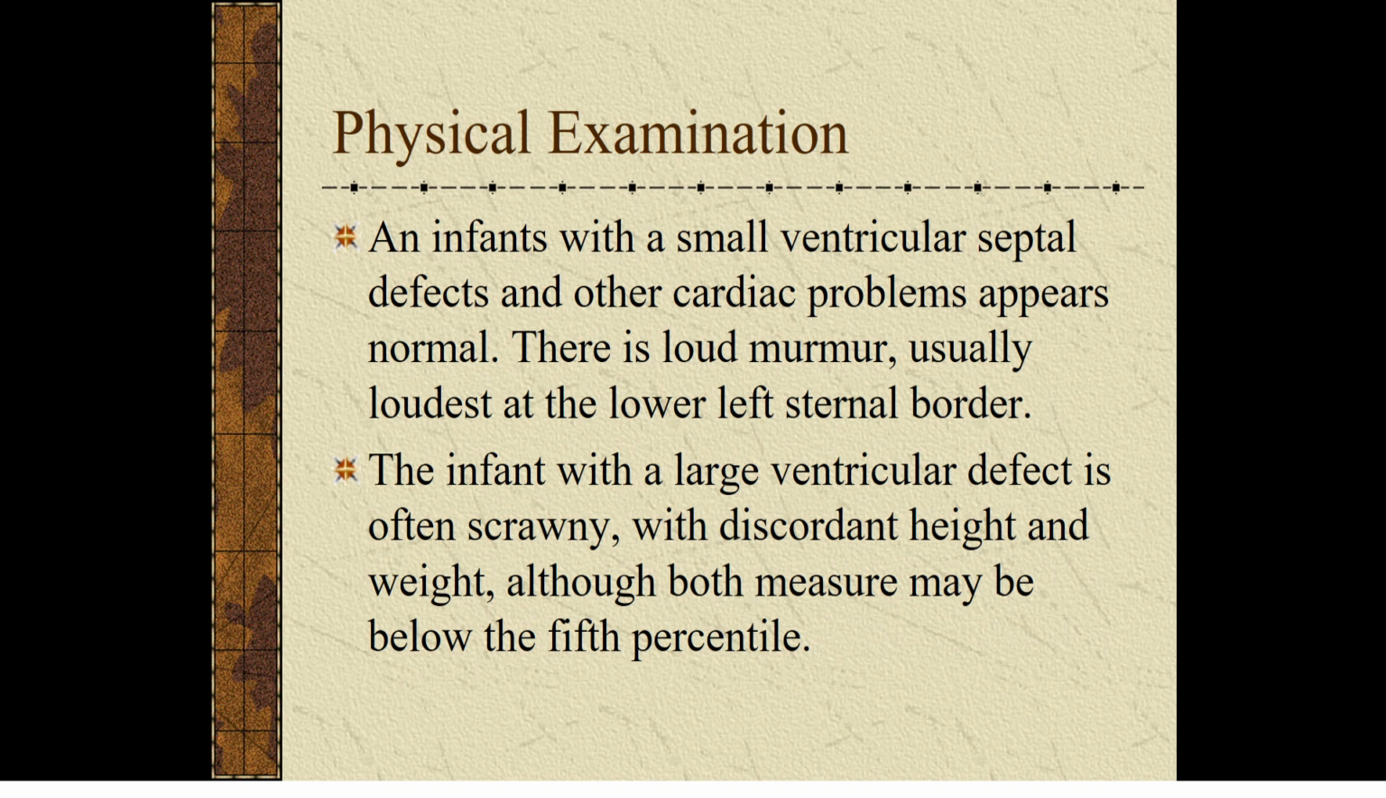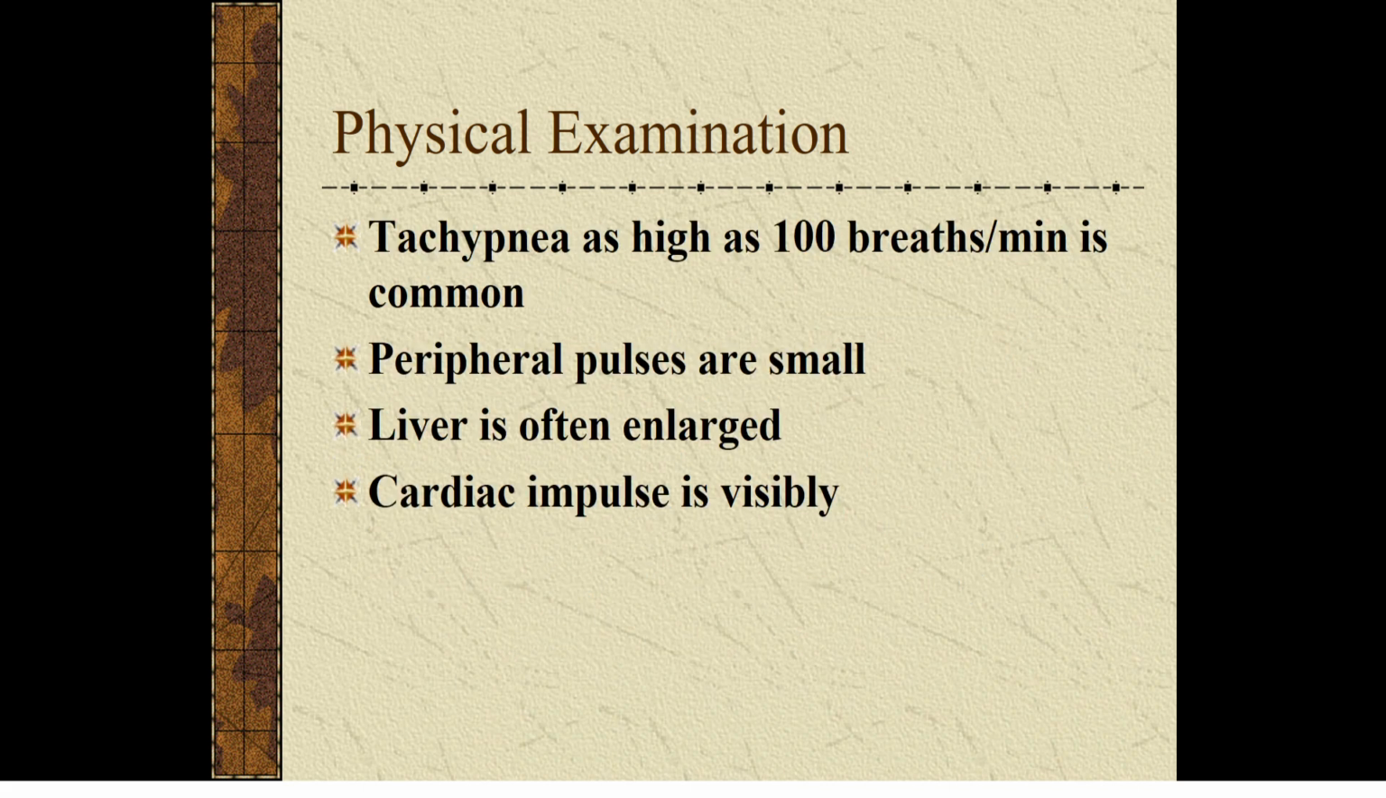Physical examination. An infant with a small ventricular septal defect and no other cardiac problems appears normal. There is a loud murmur, usually loudest at the lower left sternal border. The infant with a large ventricular defect is often scrawny, with discordant height and weight, and both measures may be below the 5th percentile. Tachypnea as high as 100 breaths per minute is common. Peripheral pulses are small. The liver is often enlarged. The cardiac impulse is visible.